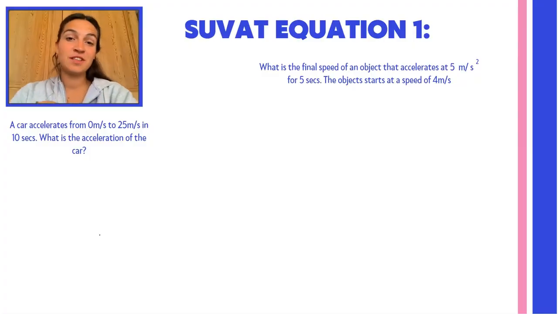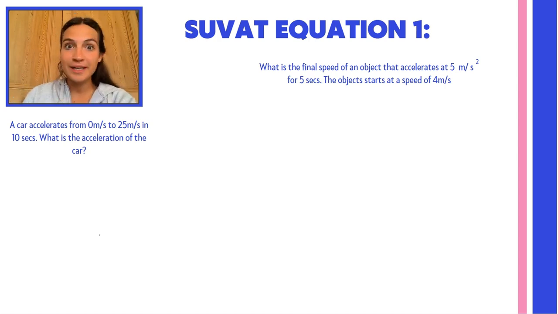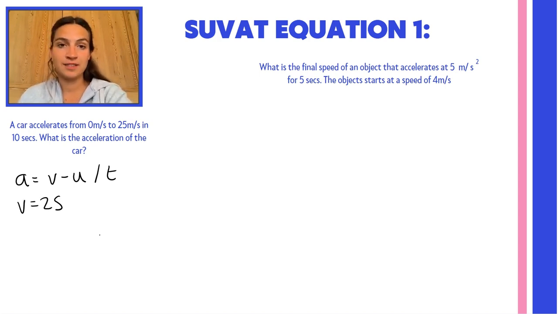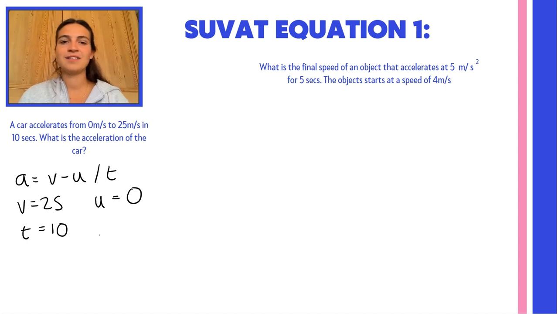Okay, let's do some examples of using our first SUVAT equation. A car accelerates from 0 meters per second to 25 meters per second in 10 seconds. What is the acceleration of the car? As always, first things first, let's write out our equation. A equals V minus U over T, and then let's see which of those variables we can identify in the question. My final speed V is 25, my initial speed U is 0, and they've given me my T in seconds as well, 10.